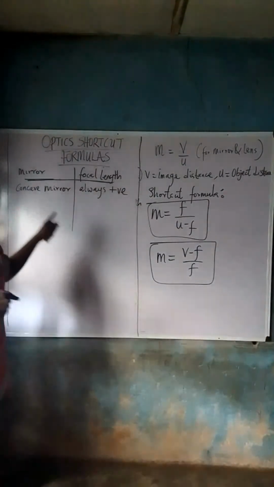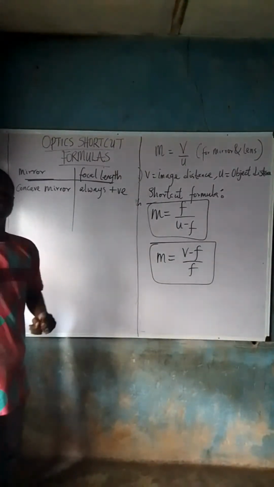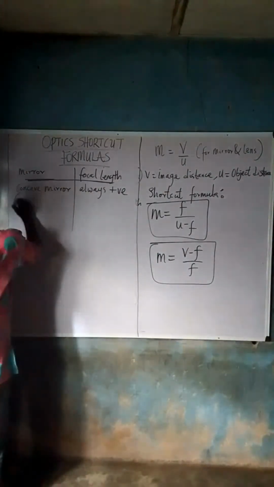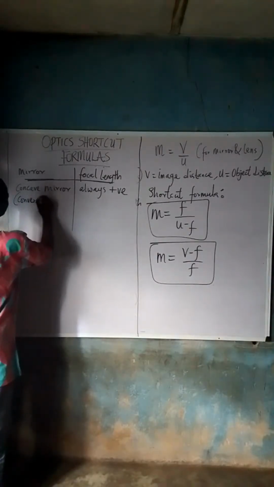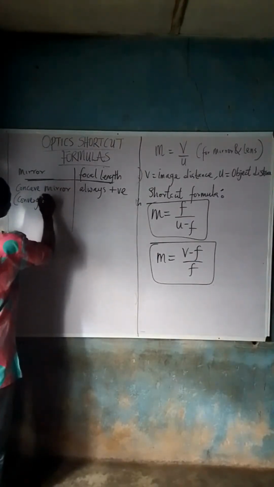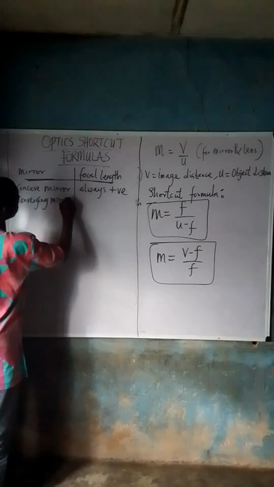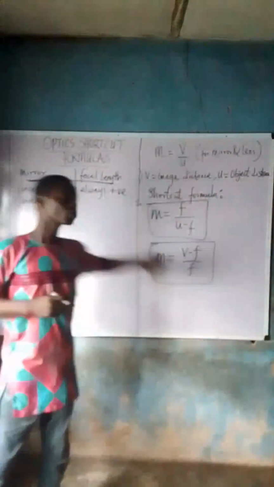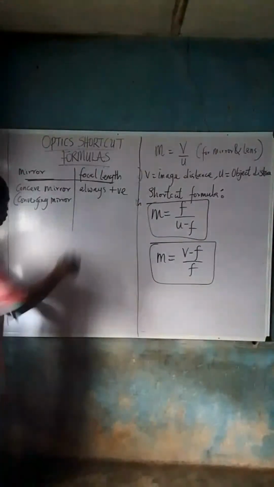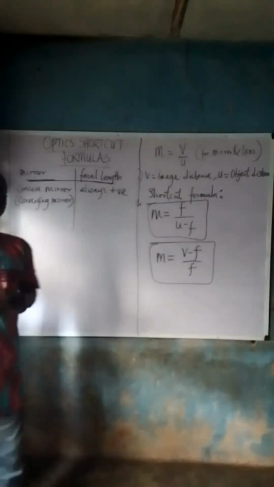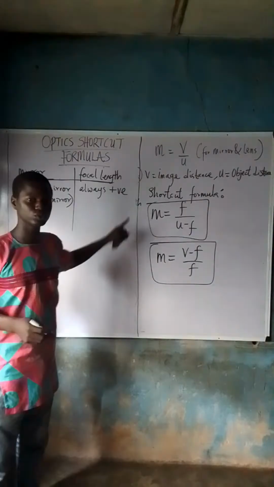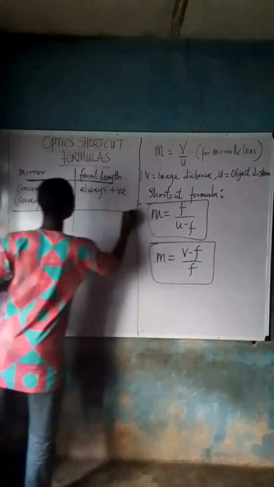Now this concave mirror is also called, let me think, it's also called converging mirror. Sorry, I'm trying to bring everything from my head. Converging mirror. Okay? Convex lens is called converging lens. So concave mirror is called converging mirror. So if they say an object is placed in front of a converging mirror, you just know that the focal length is always what? Positive. So we rule this.